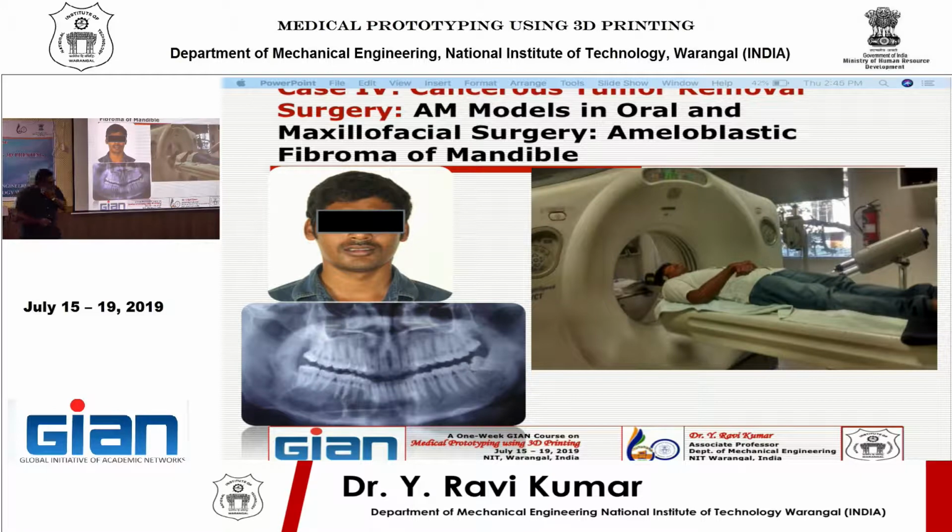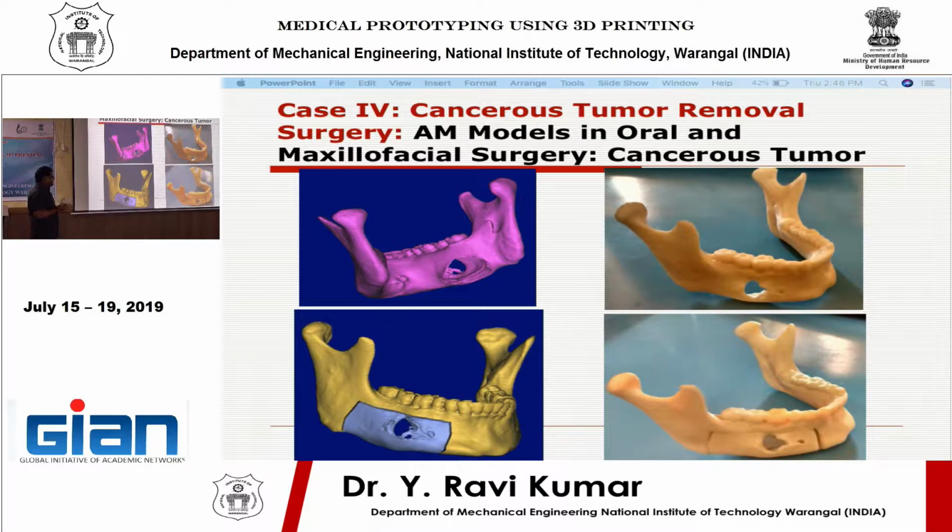And the third case, as I mentioned, is one where, because of consuming tobacco products, there is a cancerous bone kind of thing in this portion, probably where he kept the tobacco. Then of course, you can 3D print it and sit with the surgeon to decide how much portion we need to cut. It is a cancerous bone which we need to cut, so at least you can do the cutting on this model.